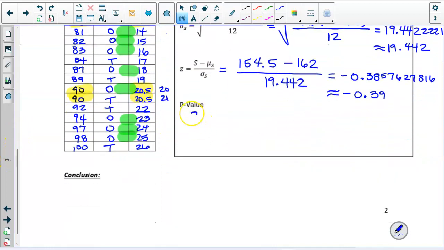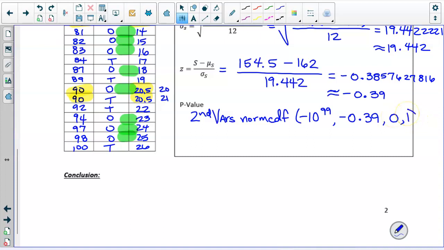All right, so to find the p-value, you're going to go to second vars. You're going to choose norm CDF. So this is a negative z-score, which is creating that lower tail, right? So I use what as my lower limit? Negative 10 to the 99. Then this z-score is my upper limit, so negative 0.39. Then my mean, when I standardize, is 0. And my standard deviation is 1. What do you get? .348, yeah. So is that the p-value?